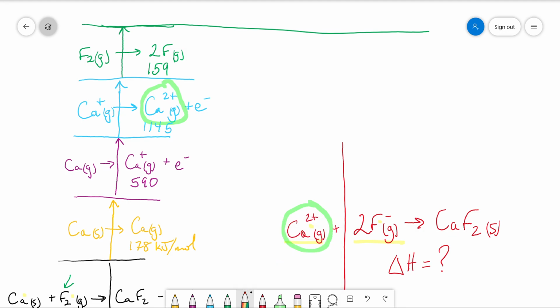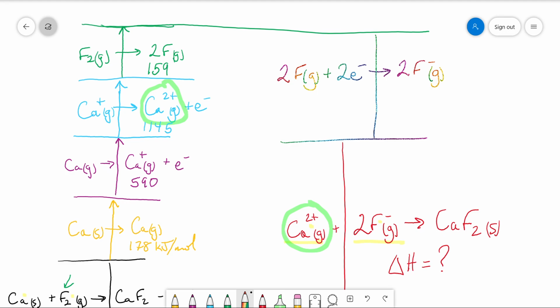Final step for this process is we're going to try and end up right there. We have to add a couple of electrons to fluorine. Why a couple? Actually, we only have to add one per atom, but we have 2 moles. So what we have here is 2F gas plus 2 electrons, and that gives us 2F minus gas. And that is electron affinity, okay?